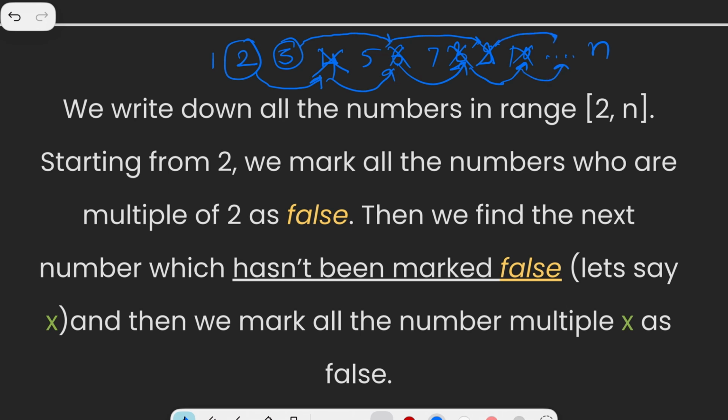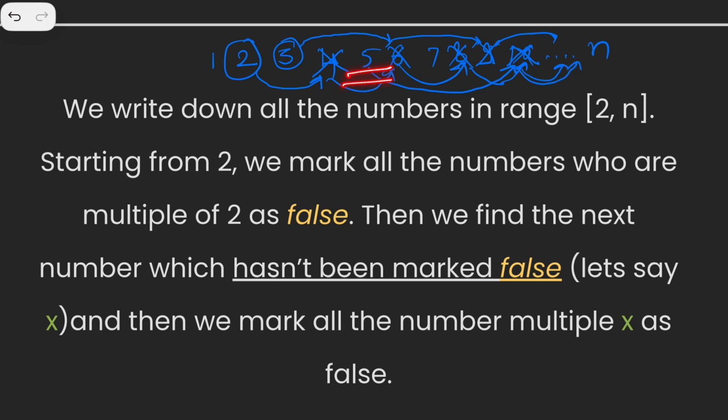Then we go to the next number, which is 4. Now 4 has already been marked as false, so we will not do anything. Then we go to 5. For 5, we will do the exact same thing. We will go to the multiple of 5, which is 10, and mark it as false. And then we will go to 15, mark it as false, and we do the same.